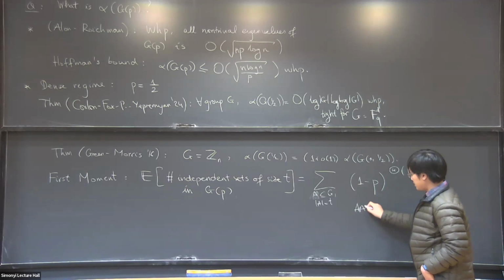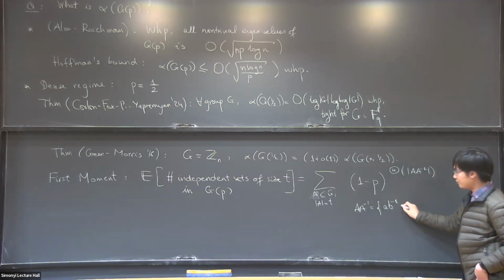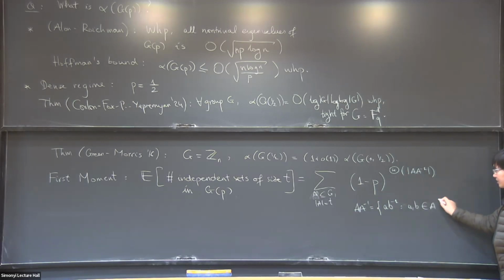So here, as always, A A inverse is the collection of all elements of the form A times B inverse, where you draw A and B from the set A. So in an abelian group, this would become A minus A. If you are looking at the Cayley sum graph over an abelian group, what you would put here is the size of A plus A instead of A times A inverse, but we can see what goes into that exponent.